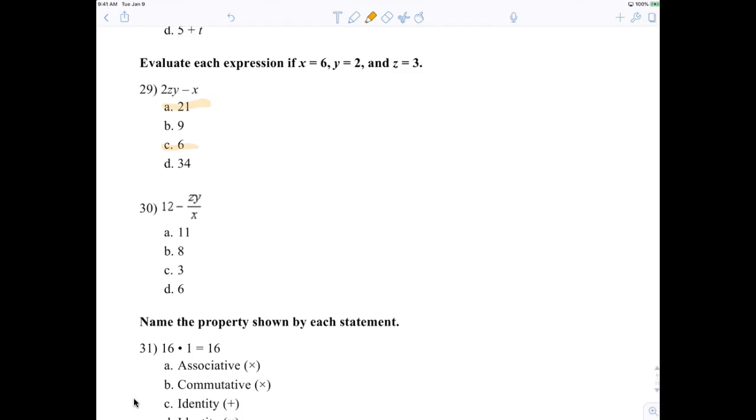Now, what are we doing here? We're just multiplying 2 times z times y, 2 times z times y minus x. See that? What's 2 times 3 times 2? Yes, that's exactly right. 12. And then 12 minus 6. You agree with that? Jack, you good now?